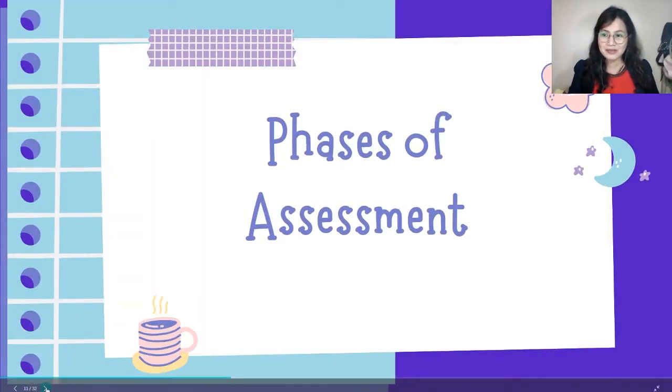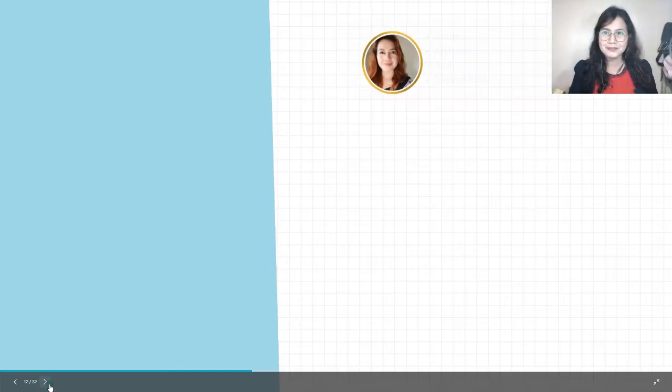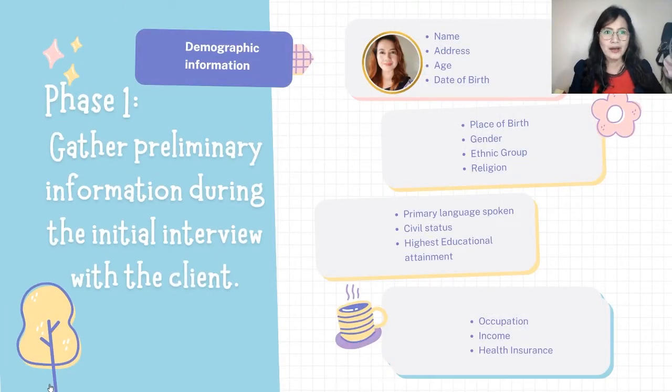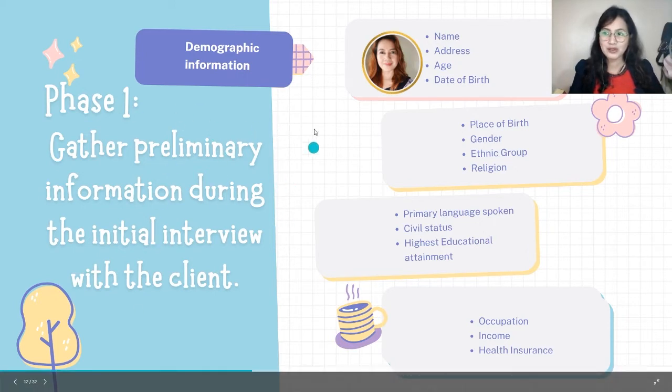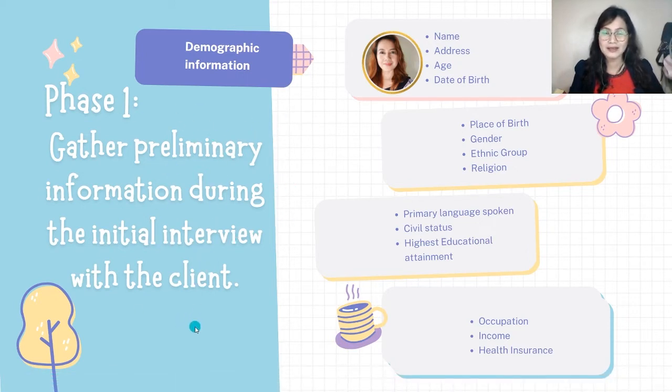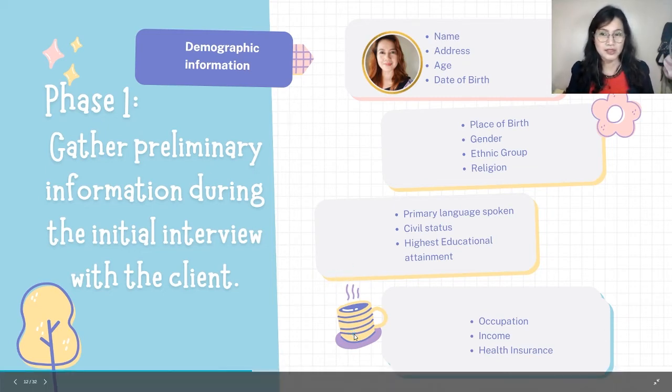So here are the phases of assessment. The first one is to gather preliminary information during the initial interview with the client. Here, take note of the demographic information about the client. These are name, address, age, date of birth, place of birth, gender, ethnic group, religion, primary language spoken, civil status, highest educational attainment, occupation, income, and health insurance.